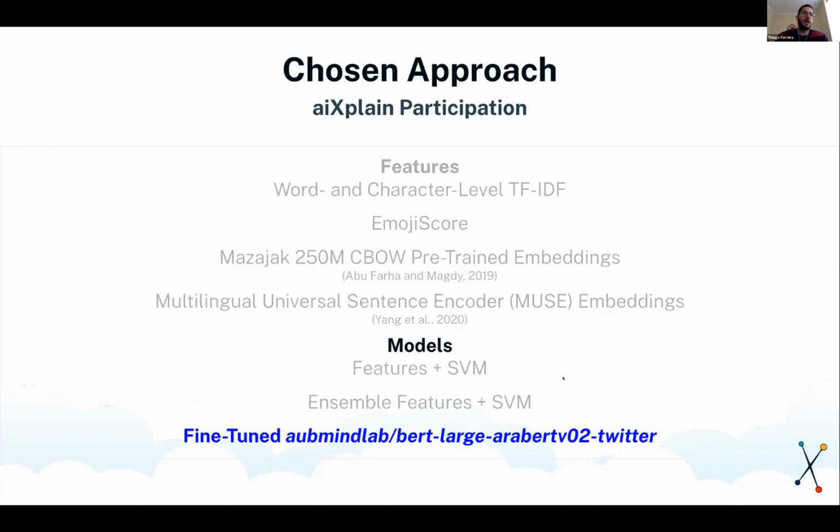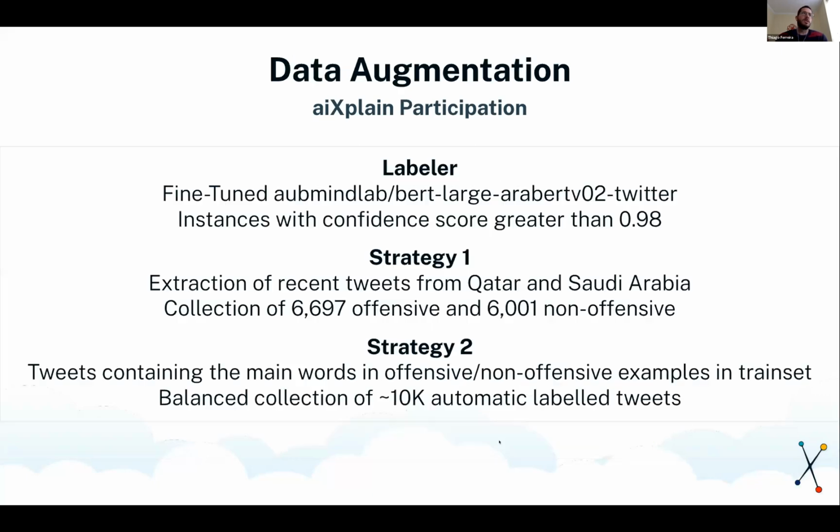Taking this into account, our official approach that we chose and wanted to improve was the AraBERT pre-trained on Twitter. So here's the trick that we did to try to overcome the problem of the unbalanced data. We did some data augmentation, a kind of semi-supervised approach. We used as the labeler the AraBERT fine-tuned on the training data. Then we extracted a large number of tweets and labeled them automatically and took into account the ones that had a confidence score greater than 98%.